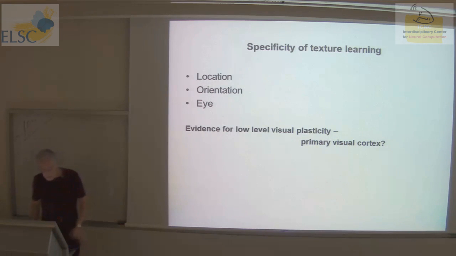In particular, the monocularity, the fact that you train with one eye and it doesn't transfer to the other eye, suggests strongly that this is a low-level plasticity, probably in the primary visual cortex. There is some evidence, but not too much, for changes in primary visual cortex activity as a result of practice, but it is not conclusive.